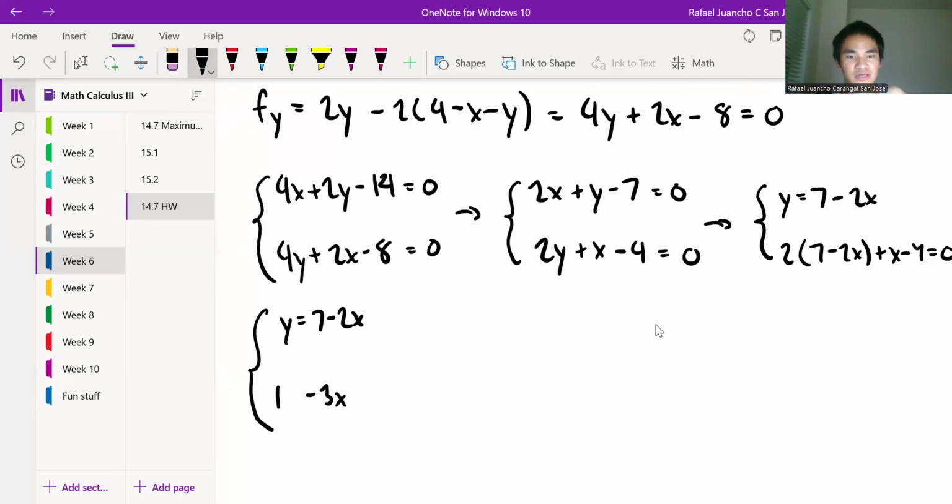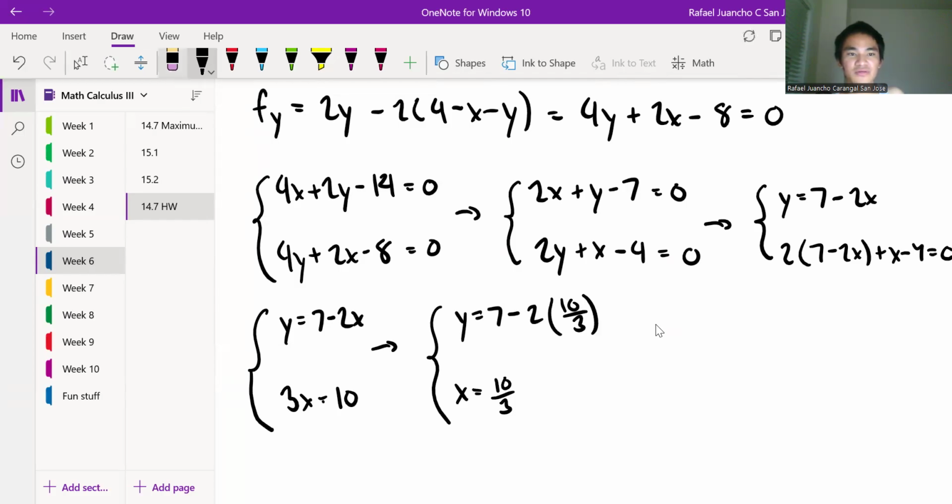So I get 10 minus 3x, which is equal to 0. Oh, and then look at that. I get 3x is equal to 10. So here I get x is 10 thirds. Then here I get y is equal to 7 minus 2 times 10 thirds, 20 thirds, 3 times 7 is 21, so 1/3, right?